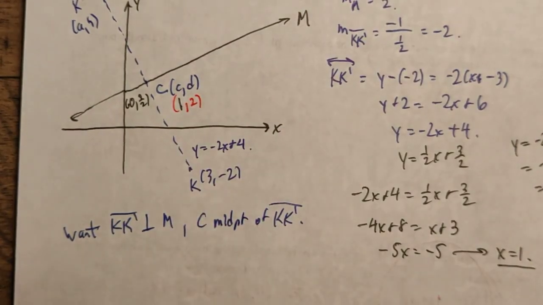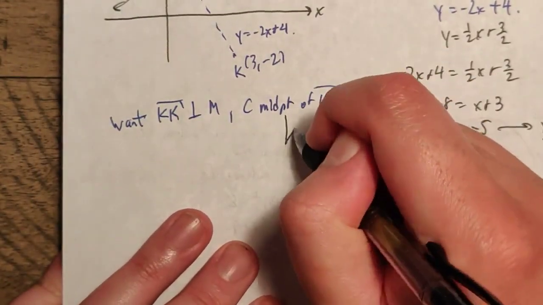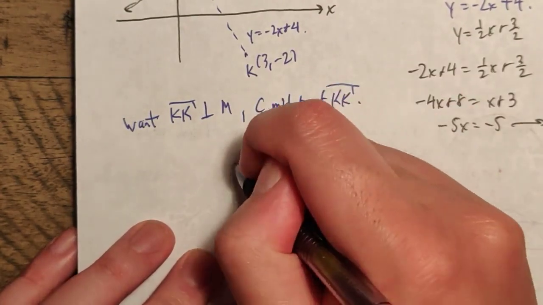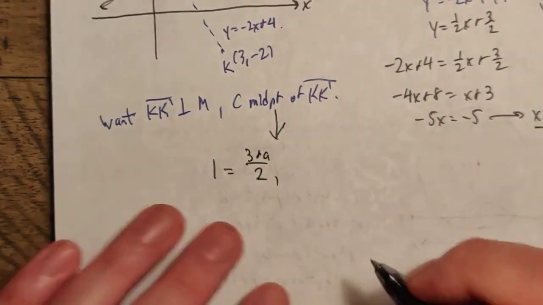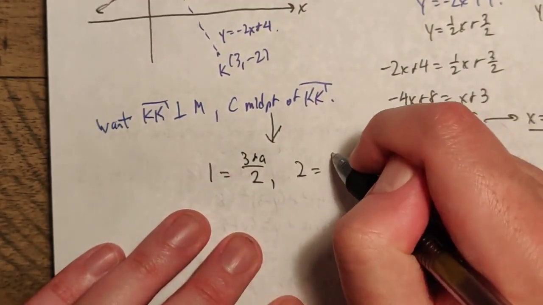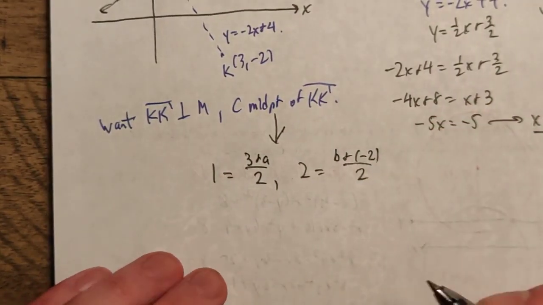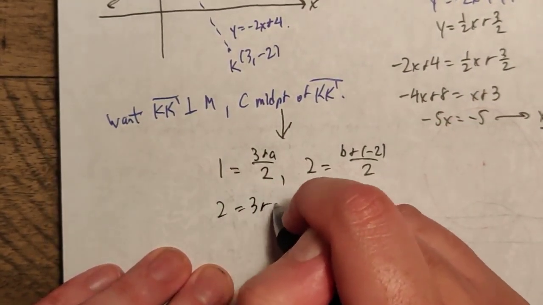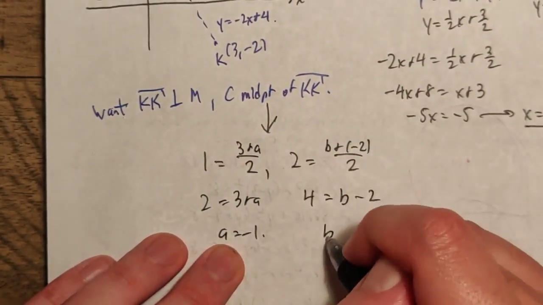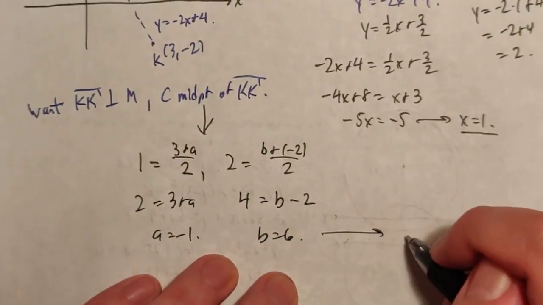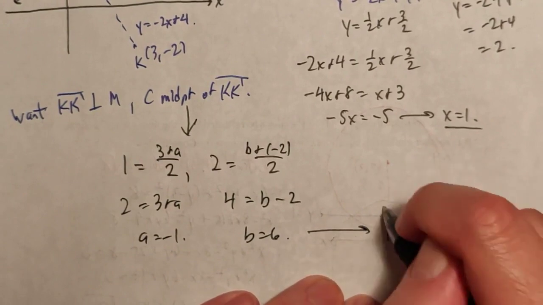Now in order to figure out K prime, we can use the second half, that C is the midpoint of KK prime. So we know that 1 is equal to (3 plus a) over 2, and 2 is equal to (b plus -2) over 2. We can solve these equations separately. We get 2 equals 3 plus a, so a is -1. Then we get 4 equals b minus 2, so b equals 6. Therefore, K prime is the image, and it's at the point (-1, 6).